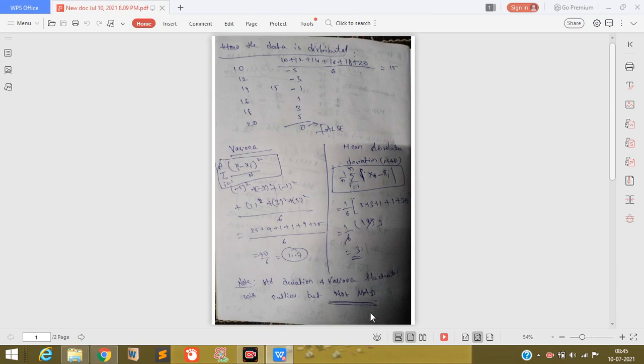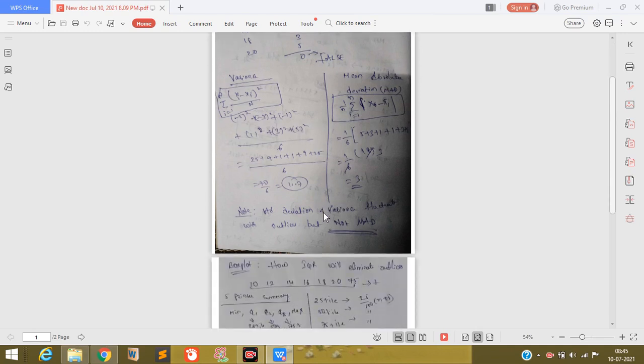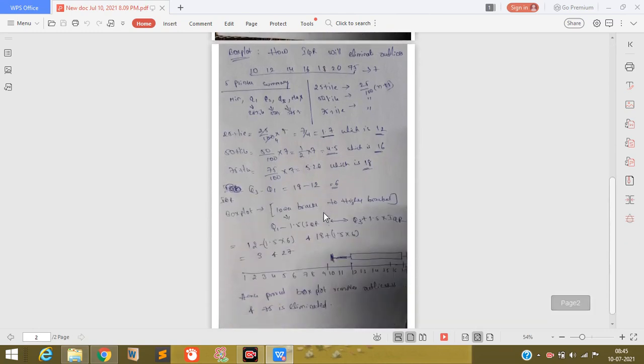If you watch my video till the end, I will give you some tips when calculating these. Now we'll go to the box plot and IQR.